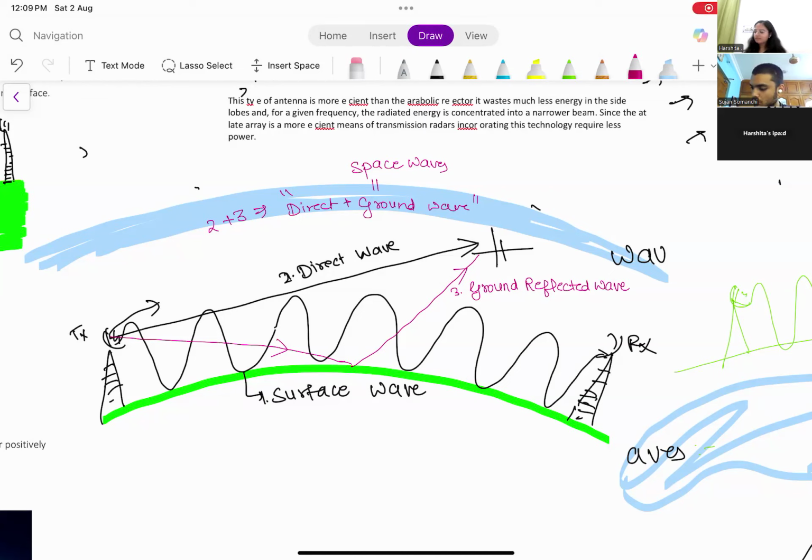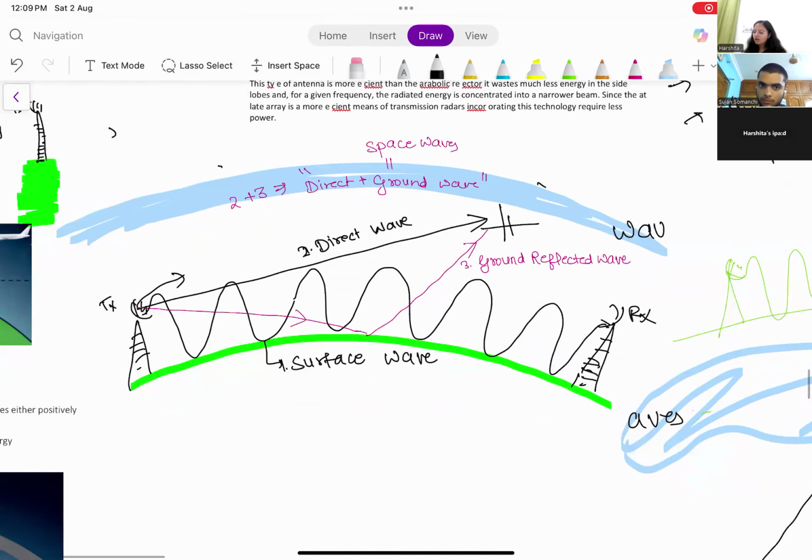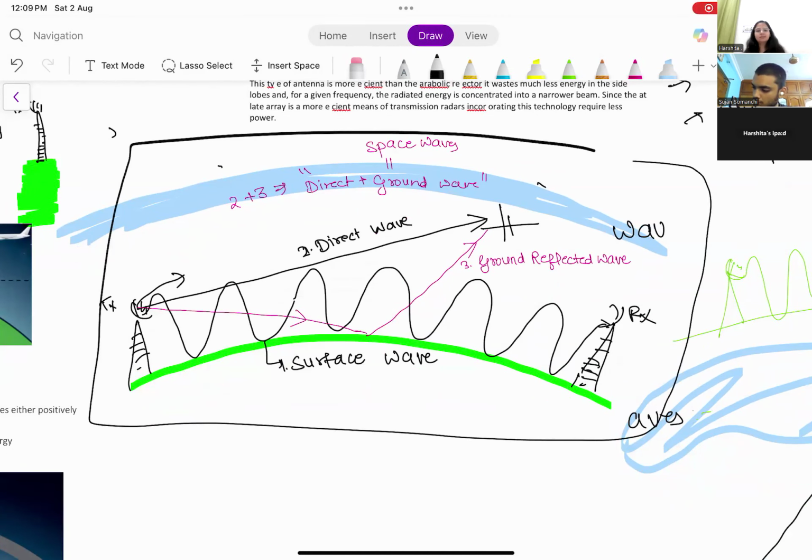Done? Yes. Okay. These were the non-ionospheric propagation methods. That means you are just using one transmitter and the receiver in different ways, but you are not using any space, like the ionization layer. That's why it is known as non-ionospheric propagation.